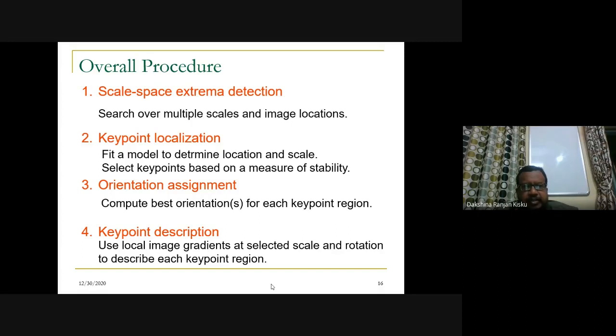The next step is the key point localization. So here we fit a model to determine location and scale. Okay, so after detecting the stable points in the scale space, now we will fit a model to determine the exact location and scale. So here we select the key points based on a measure of stability. Okay, then the third step is orientation assignment.